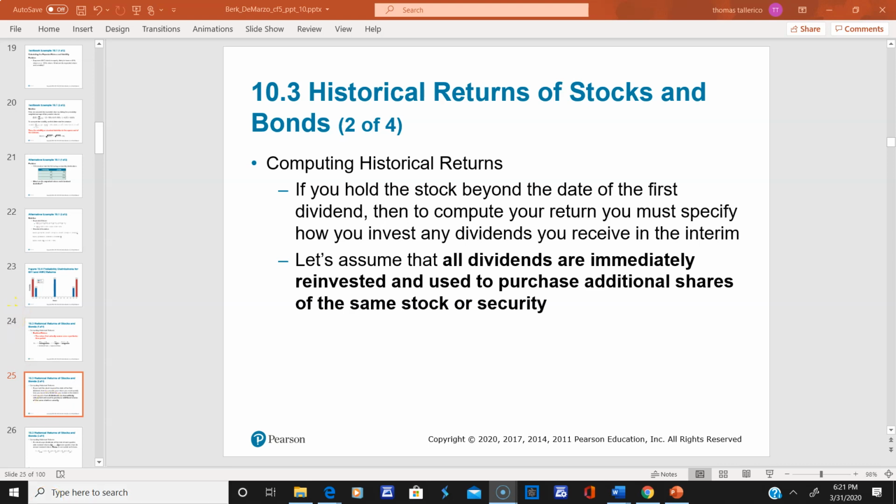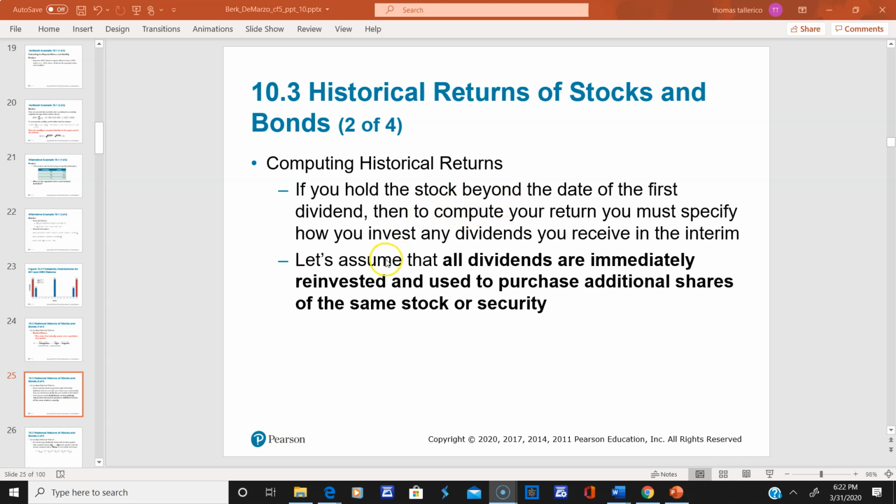So, on another point here, what happens if you hold the stock, but you already collect one dividend? If you get that first dividend, then basically I don't have to go through this, because I have my dividends get reinvested, right?